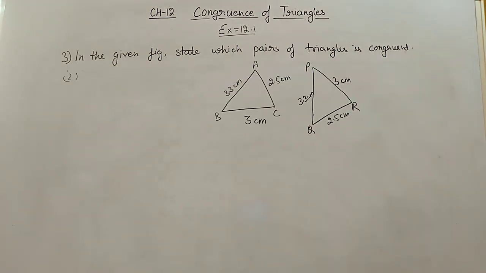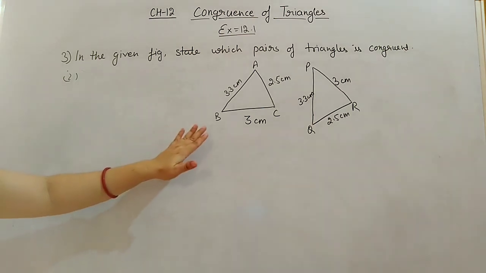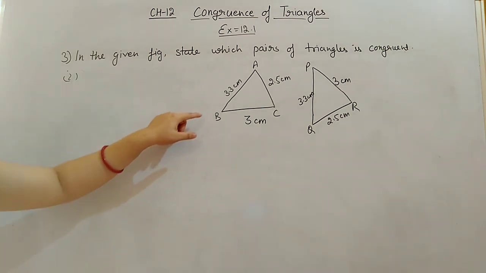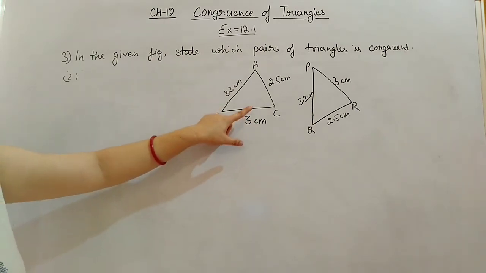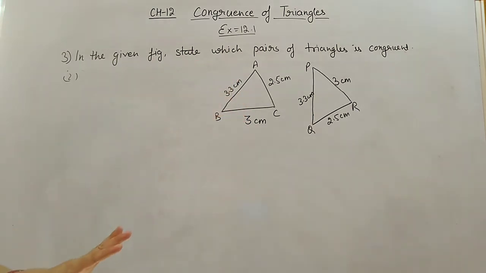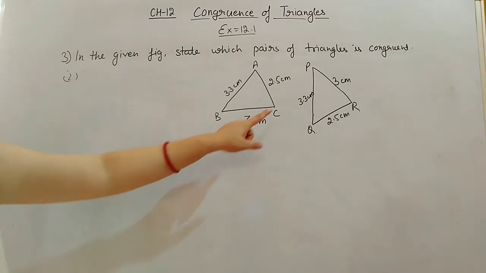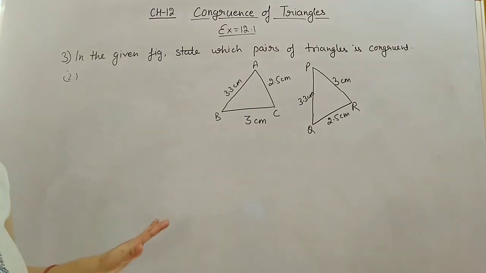Next, question number 3. In the given figure, state which pair of triangles is congruent, and which is congruent, that we have to show in symbolic form. So here in the first part, two figures are given. One triangle ABC, this side is 3.3, this is 3, and the third one is 2.5. Another triangle PQR is given. You can see here 3.3, 2.5 and 3 centimeter.